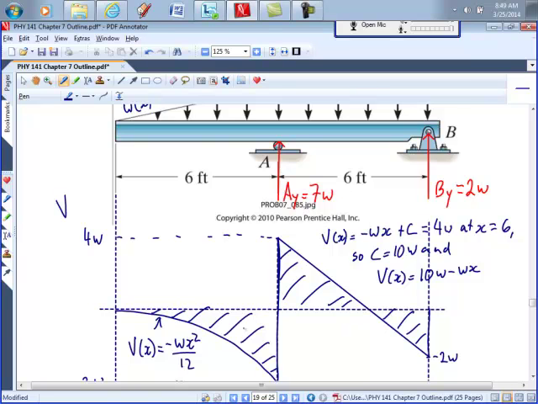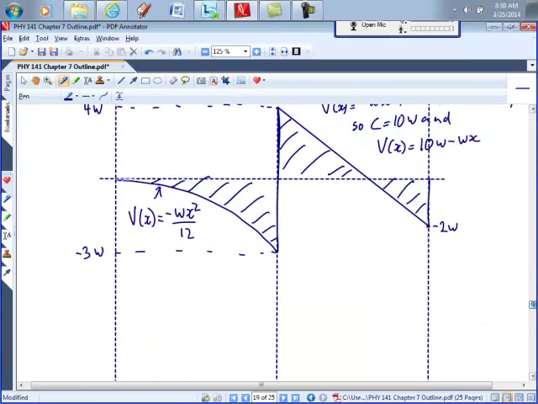To get the area of this parabolic figure here, we would probably want to use calculus, although we could still use the table of areas in the back of the book if we didn't want to integrate, but since it's an easy function to integrate, that's probably how we would do it. So let's move on to the moment diagram now.